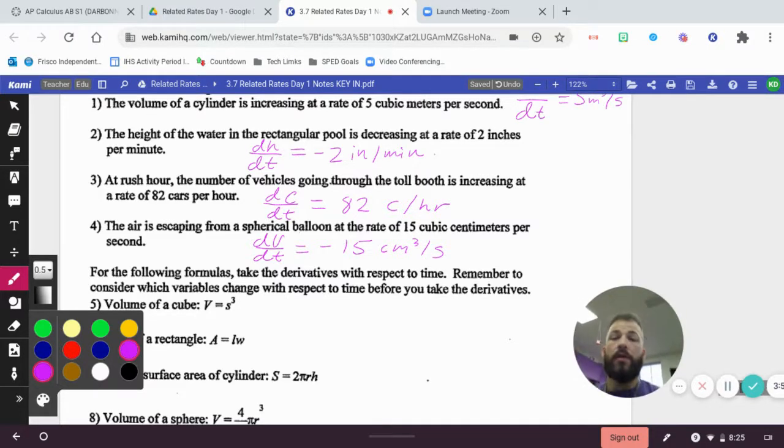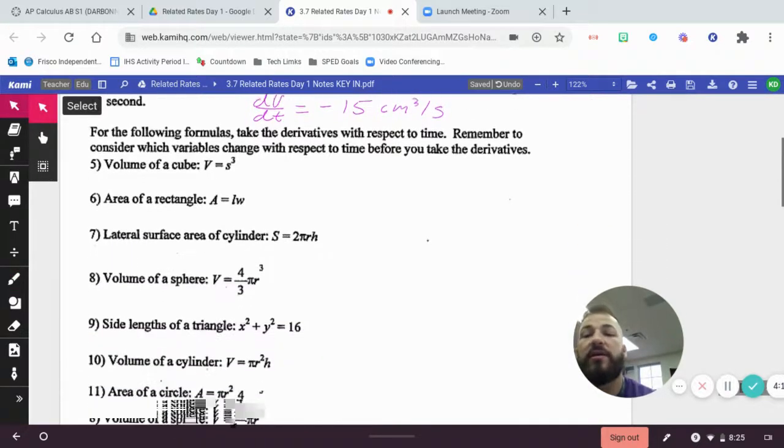That is how we translate these words, which is very important because these are sentences that could come up in a related rates question, how we translate these words into actual calculus notation, that derivative. Because remember, a derivative is just slope, and slope is just a rate of change.